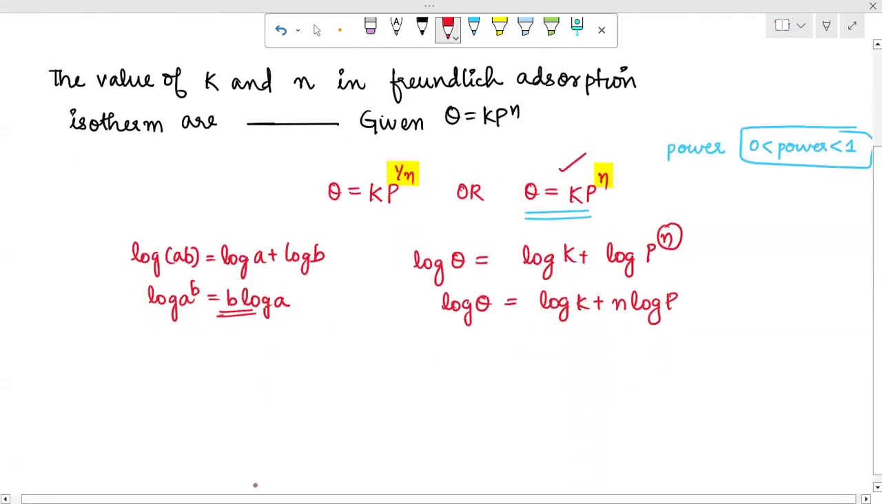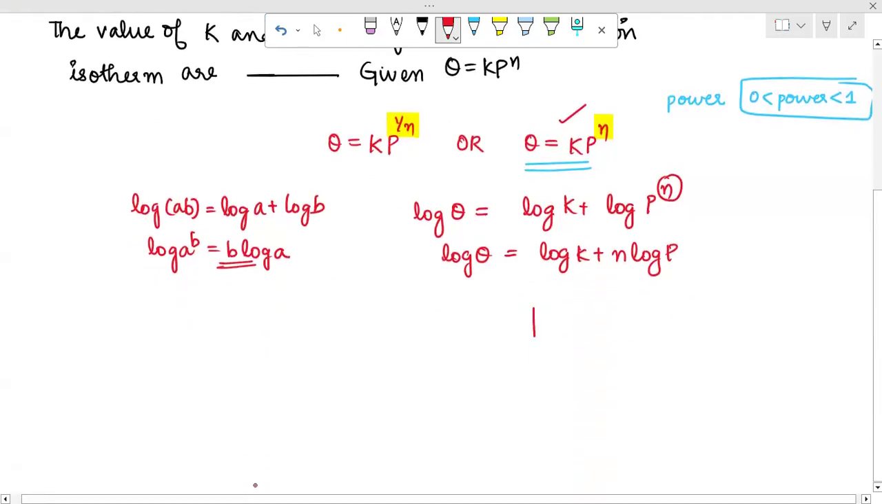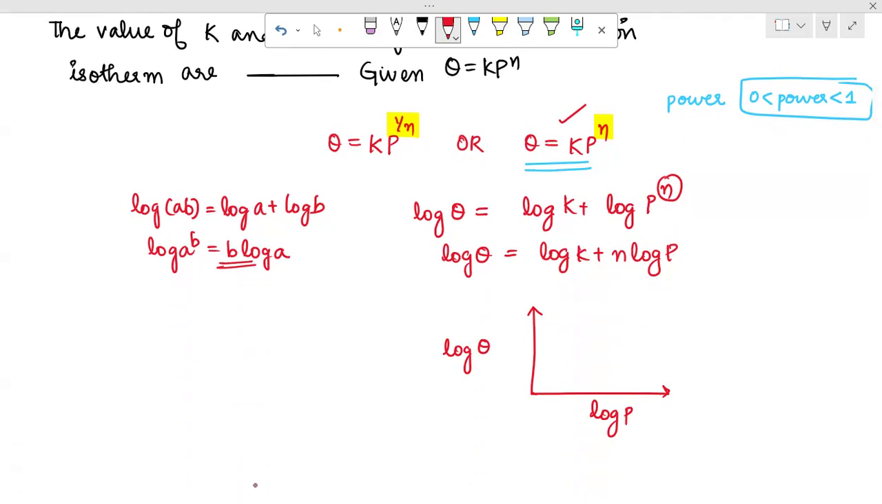Now we have an equation wherein if we plot a graph between log of the extent of adsorption versus log P, we would get a straight line. Why? Because this is our y, this is our x, and this is of the form y is equal to mx plus c. So our question is to find this k and n. We can find the n by finding the slope of this line.